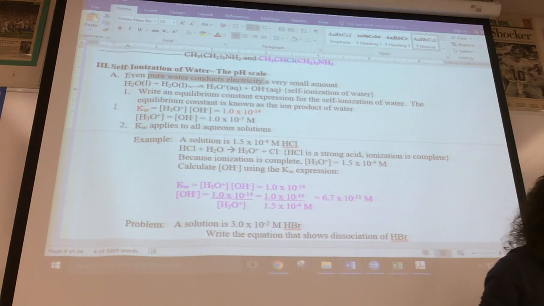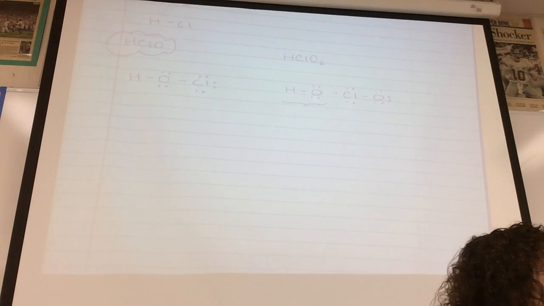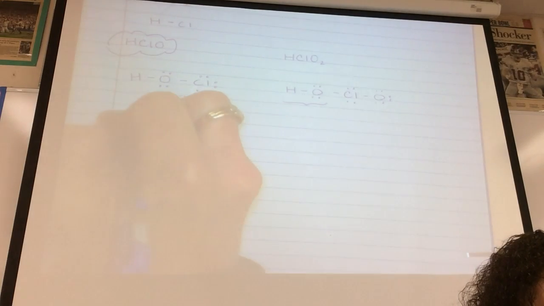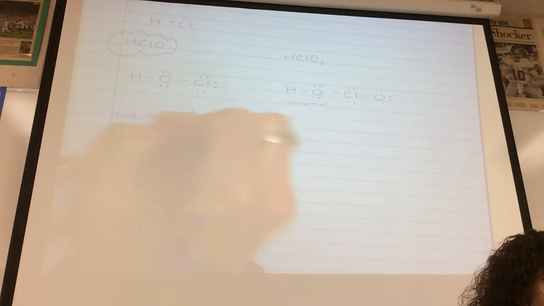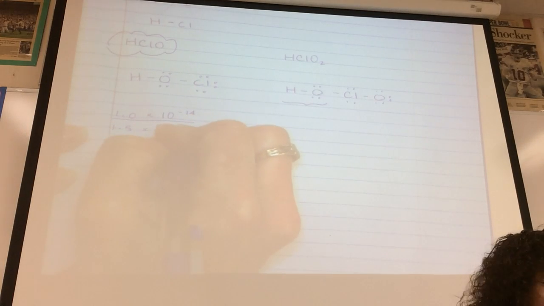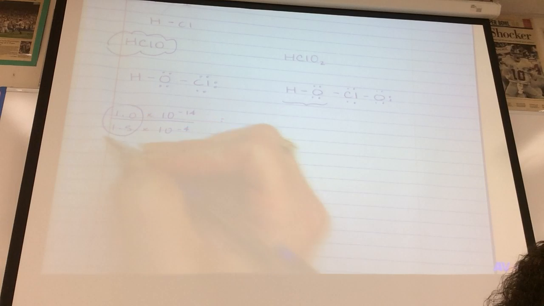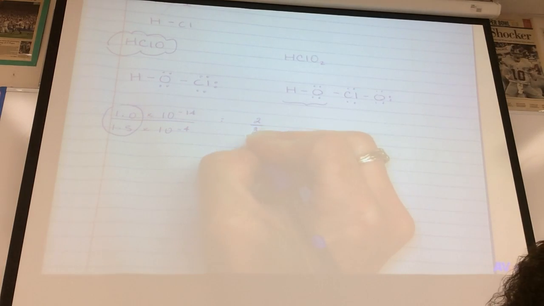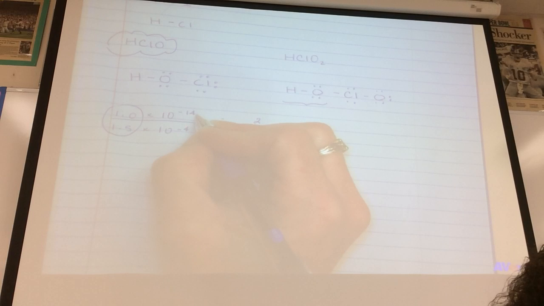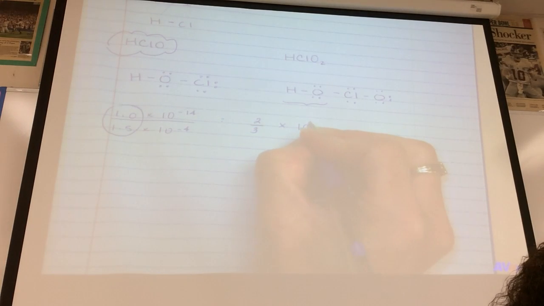And the one thing I do want to show you is you can do this without a calculator. I know you're going to love it once you get used to it. We can do it with fractions. 1.0 times 10 to the negative 14 over 1.5 times 10 to the negative 4. It's not bad. Look, 1 over 1.5 is 2/3, correct? Times 10 to the negative 14 minus negative 4, which is negative 10.